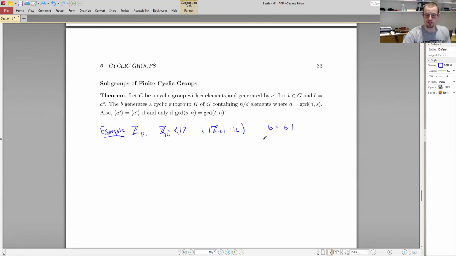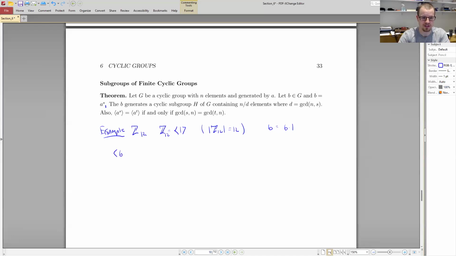All right, so what do we have? We have Z12 generated by 1, 12 elements, fantastic. And we can pick something out and then talk about that it is this thing raised to that power, or this thing multiplied by that. So that's what we're saying up to here. So we can talk about b generating a cyclic subgroup H containing n divided by d elements. Well, let's just take a look at what b generates.